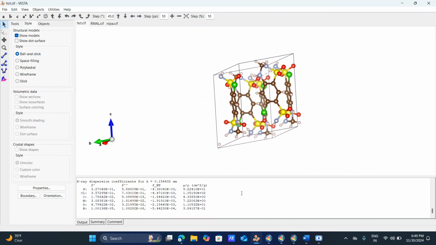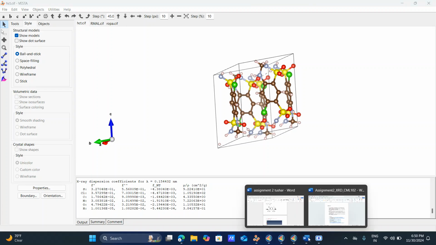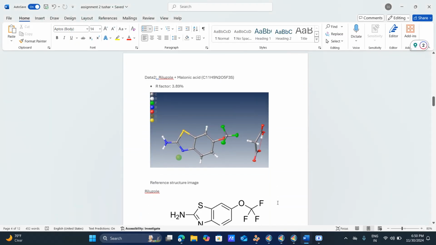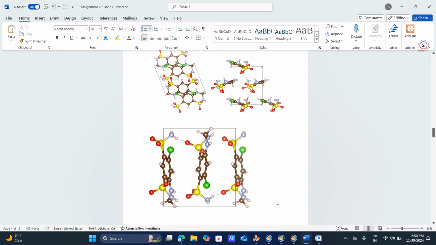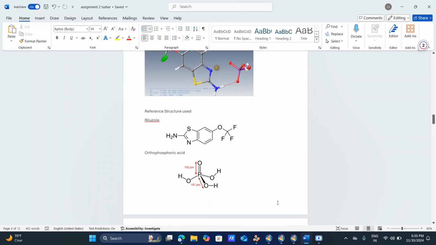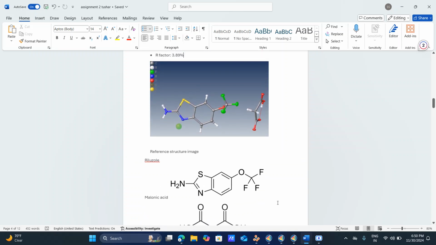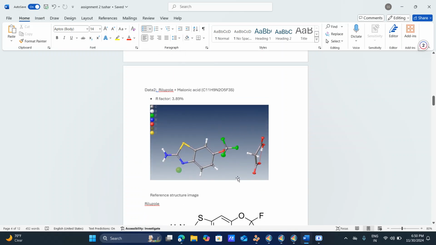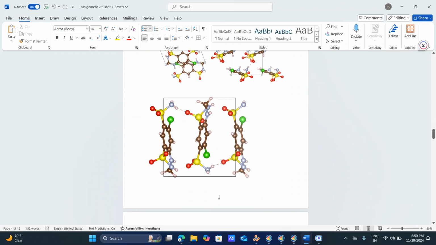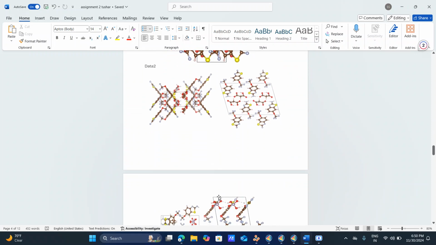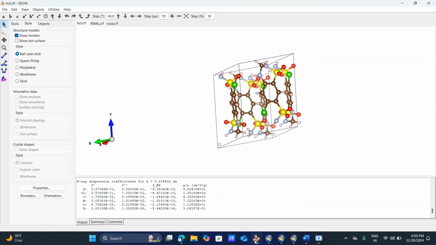Similarly, we have the other part. The second part is for the xylosol plus malonic acid. Here you can see xylosol plus malonic acid. So we observe its structure here. You can just go over the Vesta thing and go for the element.